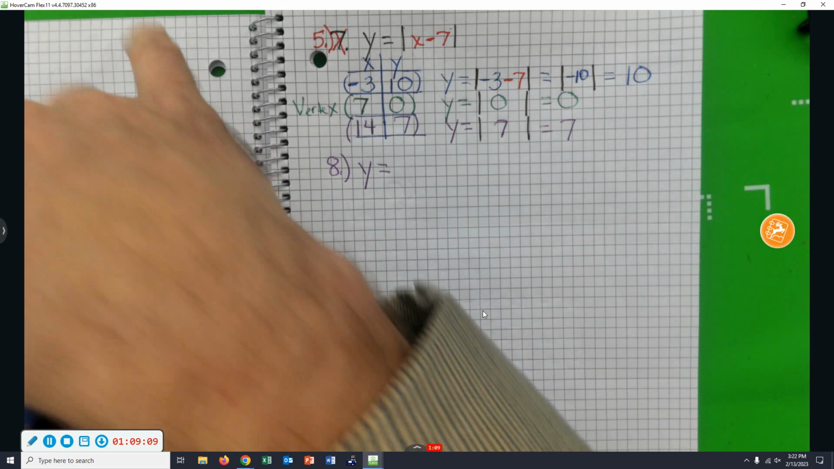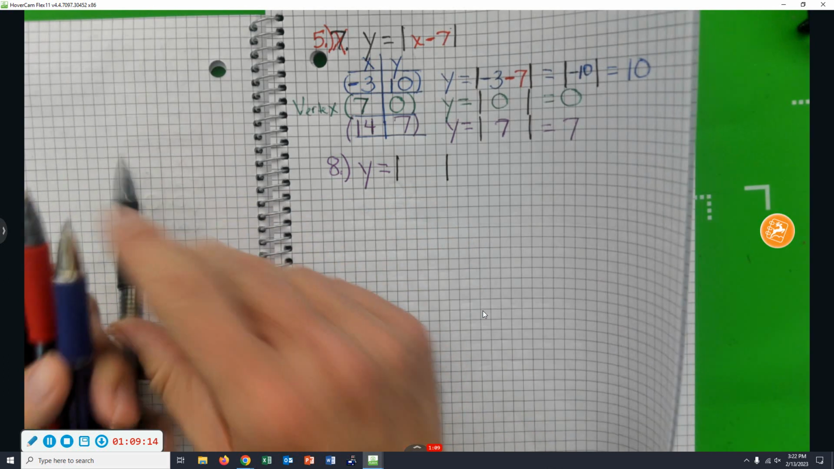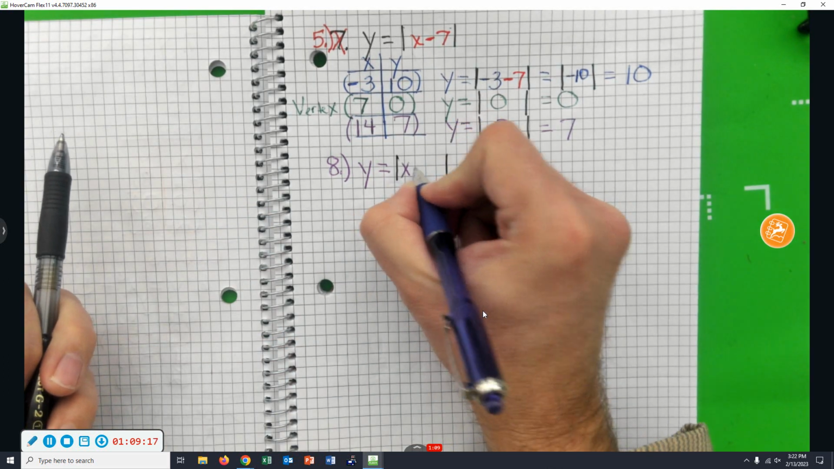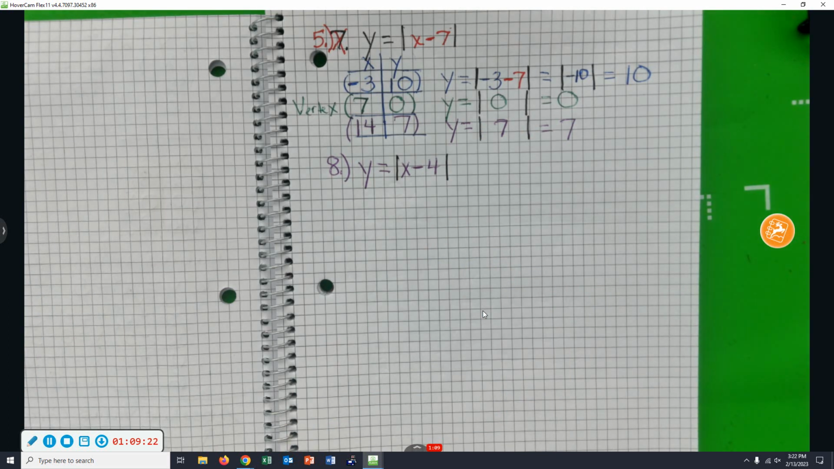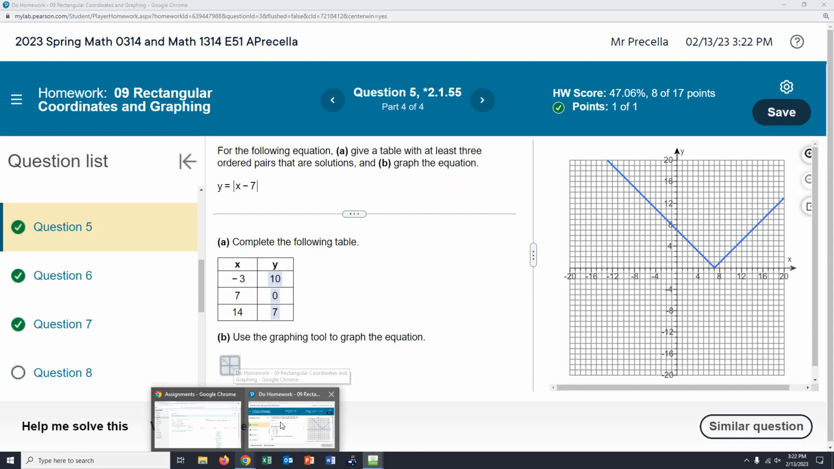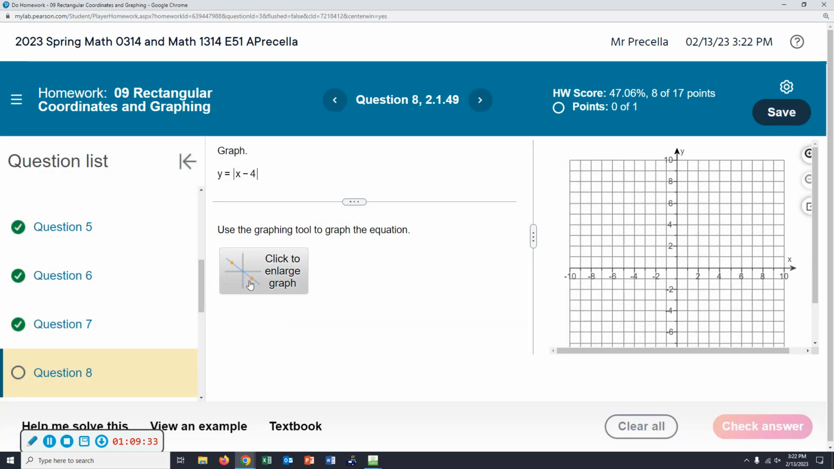Y equals absolute value of x minus 4. Y equals the absolute value of x minus 4. Oops. I was about to say, they gave us the numbers. No, they didn't. If you remember how this tool works, the first thing it says is plot the vertex. Then after that, plot any other point.